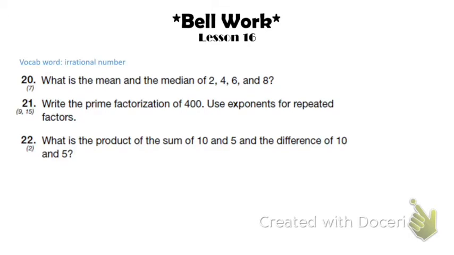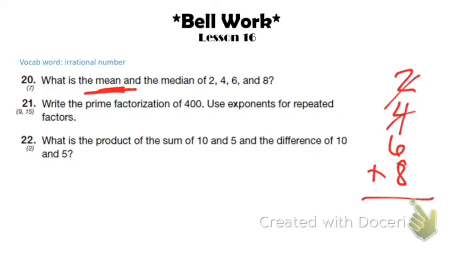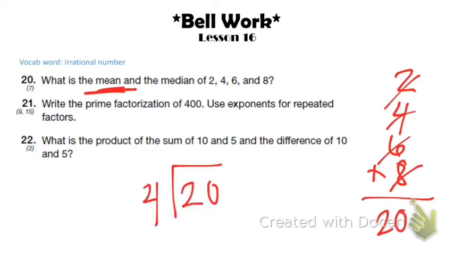So for the bell work, we're going to review. For number 20, what is the mean and the median of 2, 4, 6, and 8? We know mean is just another word for average, and to find the average, we add them all together and divide by the number of numbers. So we're adding 2, 4, 6, and 8. 2 plus 4 is 6, 6 plus 6 is 12, 12 plus 8 is 20, and there are 4 numbers, so 20 divided by 4, our mean, or average, is 5.